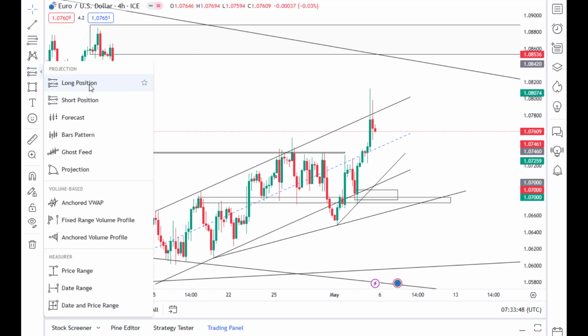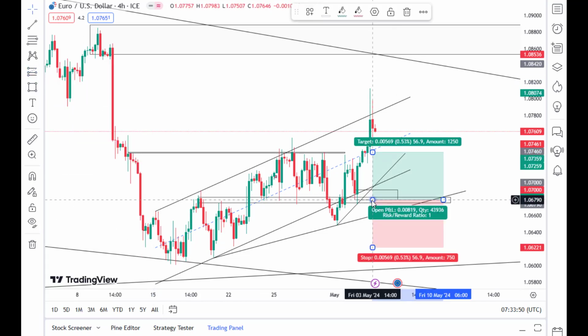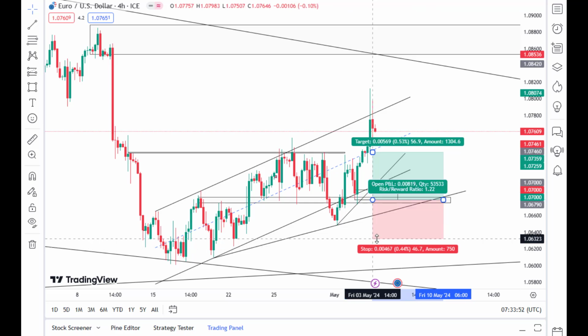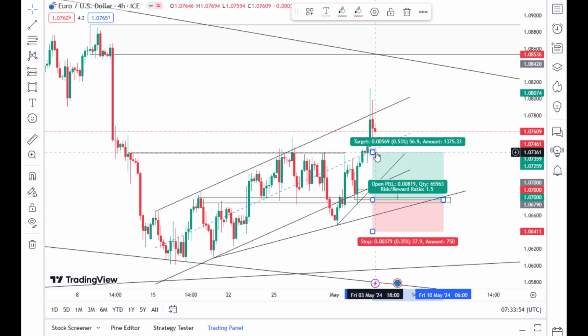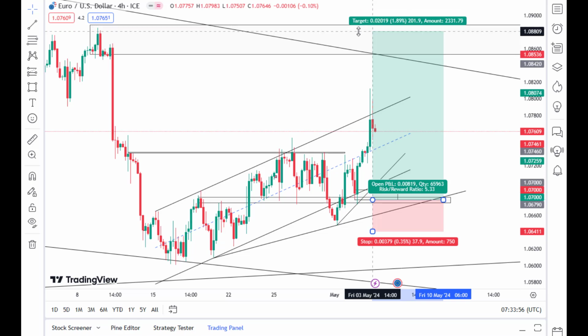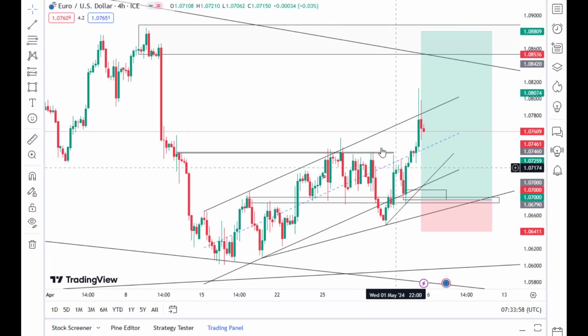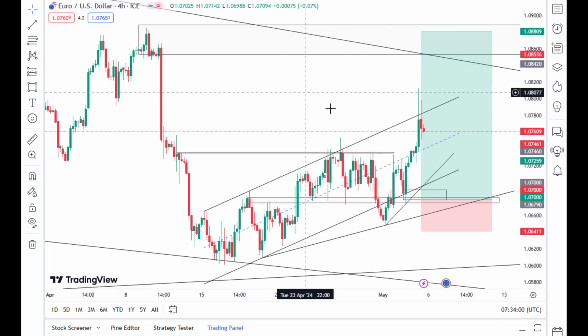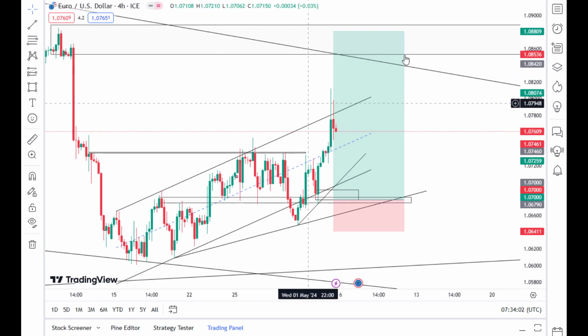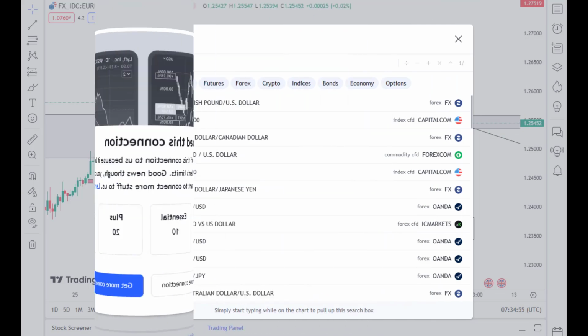If you enter here, for instance, like this, right, you can even target this zone up here, right? Because you already know from your multiple time frame analysis that this is what is happening, price is moving like this, and these are the key zones in the market, right? So basically that's what we have for Euro US dollar.